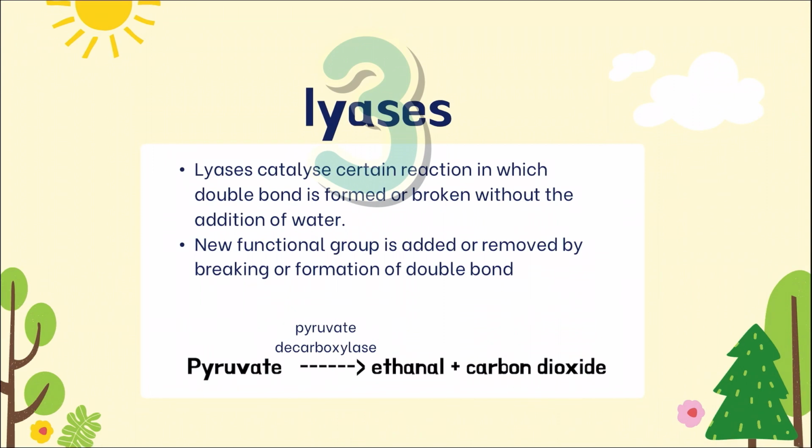Number 3, lyases. Lyases catalyze certain reactions in which a double bond is formed or broken without the addition of water. New functional group is added or removed by breaking or formation of double bond. Example, pyruvate catalyzed by pyruvate decarboxylase will form acetaldehyde plus carbon dioxide.